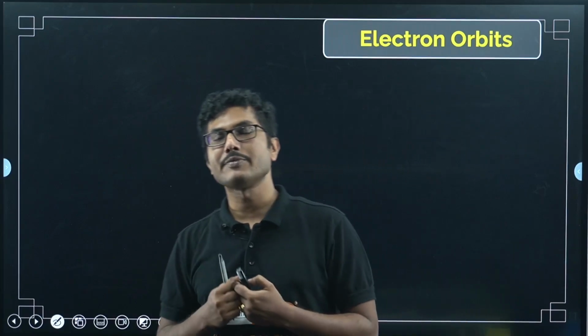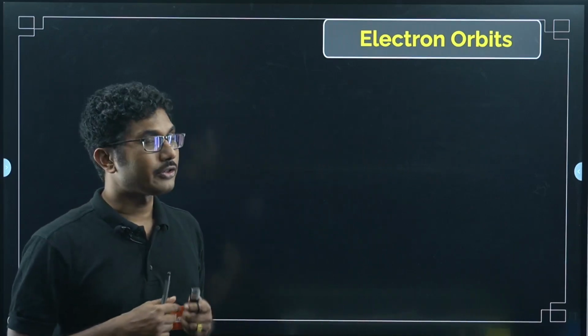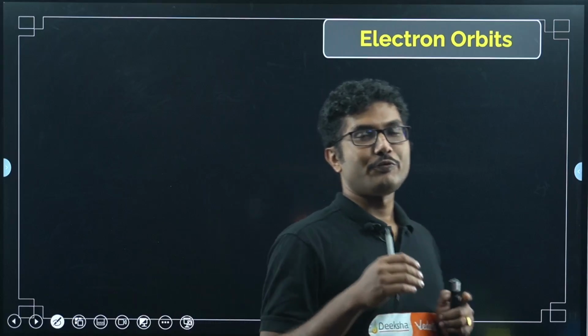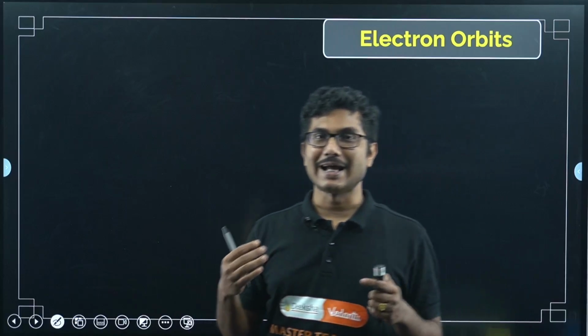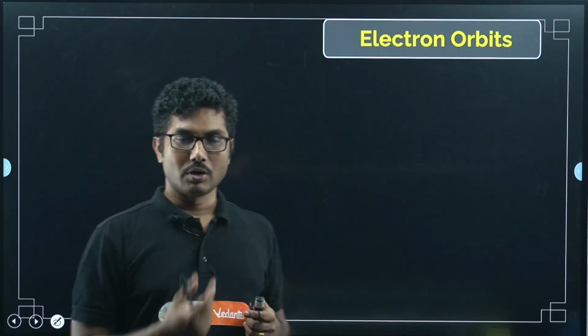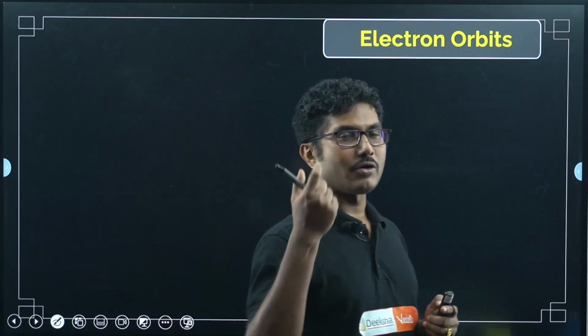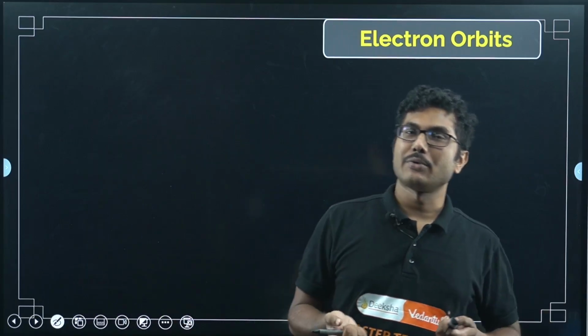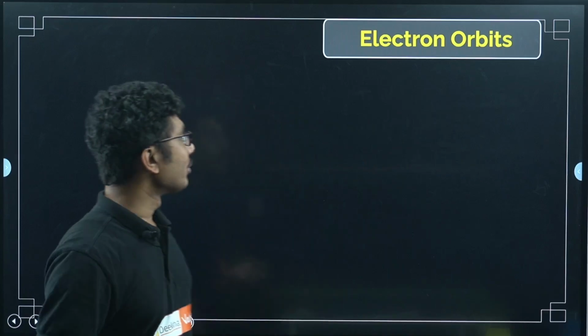Okay, at this point of time, neutron and proton are not yet discovered. So first time we are experiencing that there is a positive core at the center, and we are calling it the nucleus. What happened to the electrons? Okay, let's look into that.